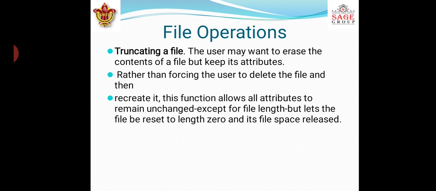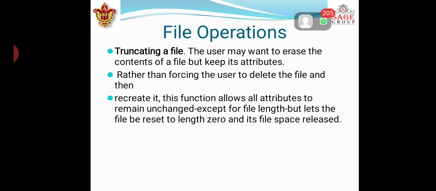Next file operation is truncating a file. The user may want to erase the contents of a file but keep its attributes. Rather than forcing the user to delete the file and then recreate it, this function allows all attributes to remain unchanged except for file length, but lets the file be reset to length 0 and its file space reset. This is truncating a file.